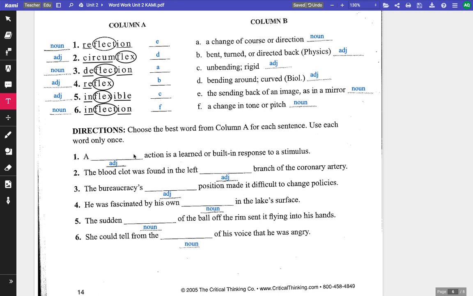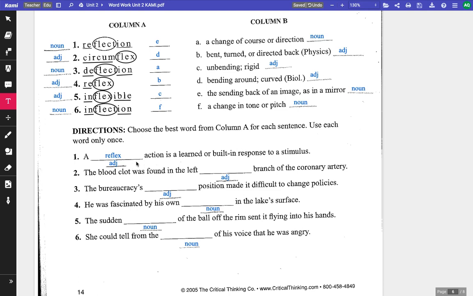What word should go in this blank? A blank action is a learned or built-in response to a stimulus. A stimulus is just something that happens in the environment. So they're talking about a type of action that you either learn or you were born with, or it's a response that comes naturally. It's a reflex action. Remember, when you use this word in your own sentence, you could use it as an adjective, like it is here, a reflex action.